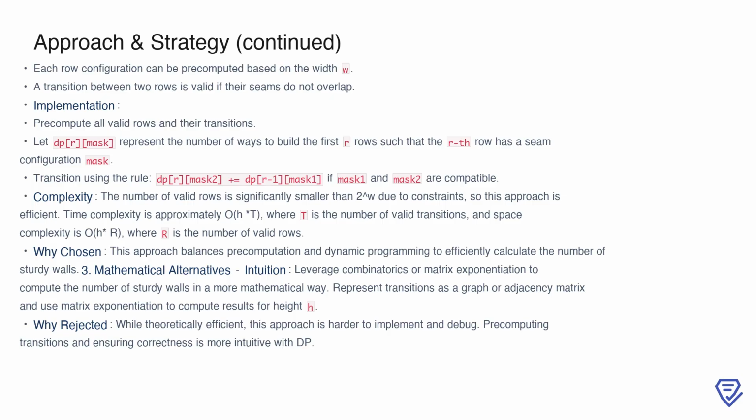This approach is efficient because the number of valid rows and transitions is much smaller than the total possible configurations, and the time complexity is proportional to the product of the height and the number of transitions. By pre-computing valid rows and transitions and using this dynamic programming framework, we achieve a solution that is both computationally efficient and scalable, making it a suitable choice for this problem.